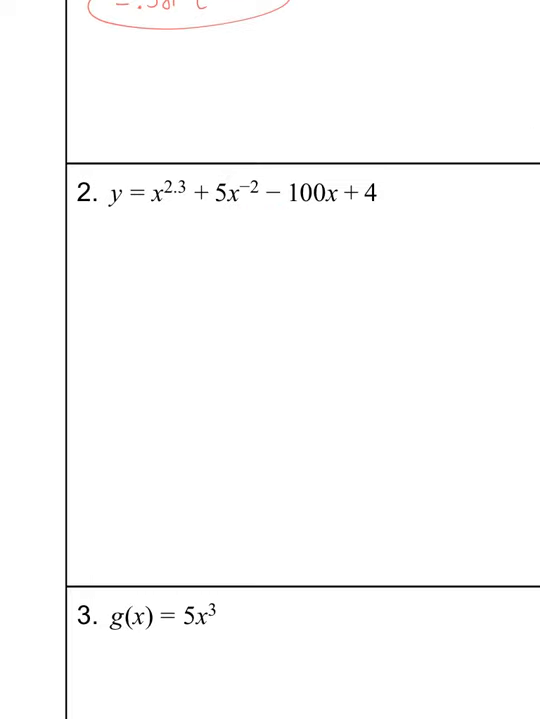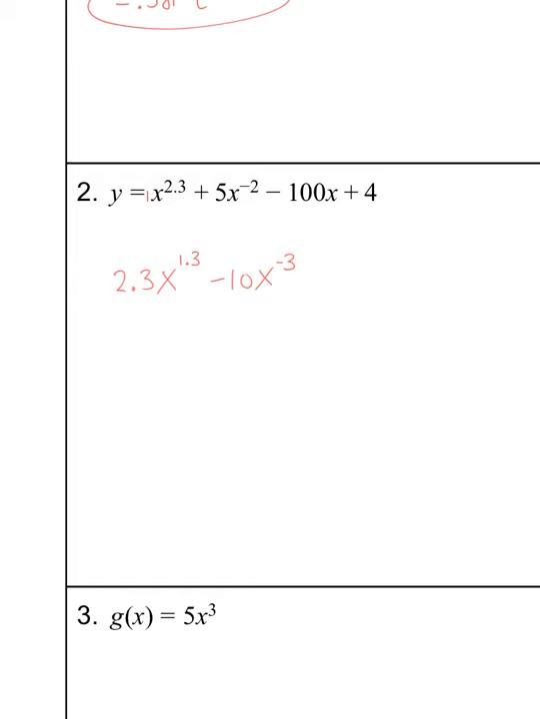Number 2, we just use the power rule on all 4 terms. The first term, there is a 1 out in front of the x, so you multiply the 2.3 times the 1 and get 2.3. The x comes down. When you take 2.3 minus 1, you get 1.3. Now we keep going to the second term. Negative 2 times 5 gives you negative 10x. Negative 2 minus 1 gives you negative 3.